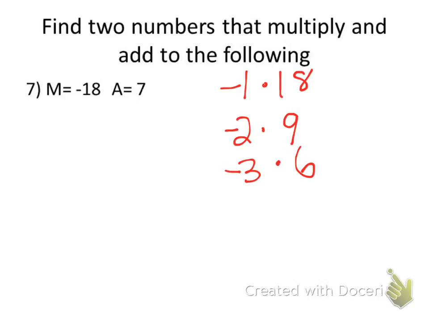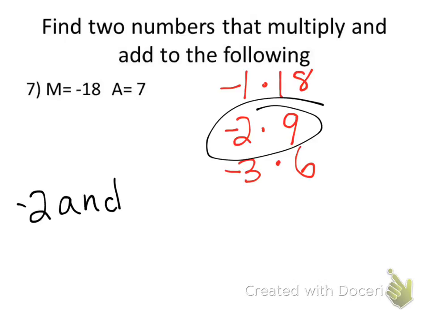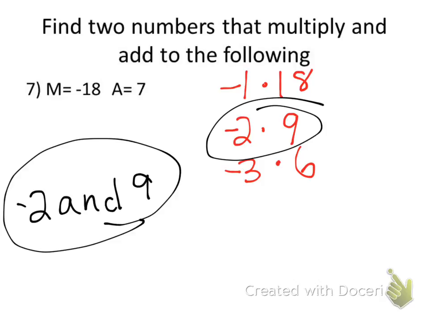Now check through them. It's positive. Negative 2, 9. Yeah, negative 2, positive 9. What are your questions?